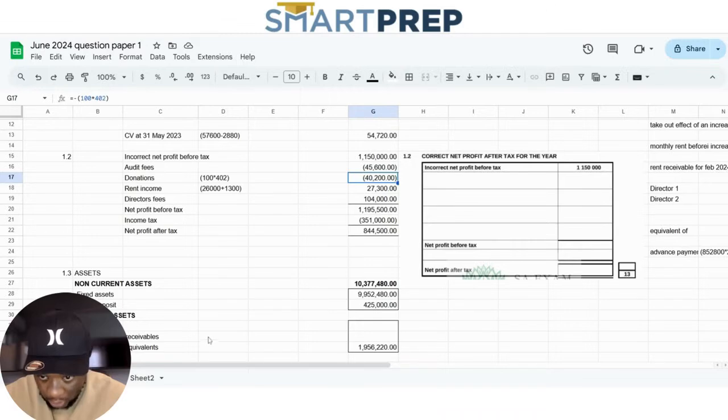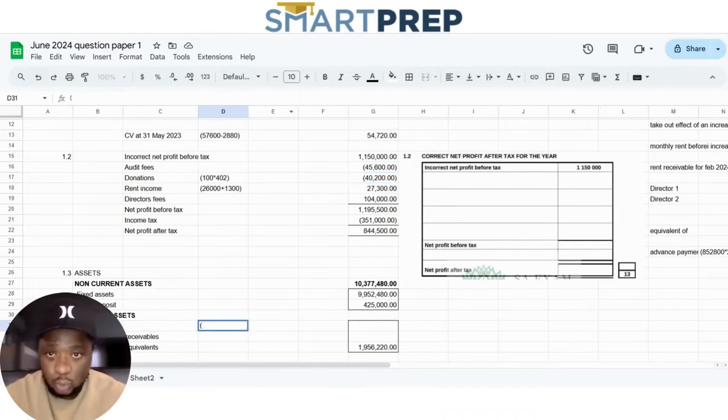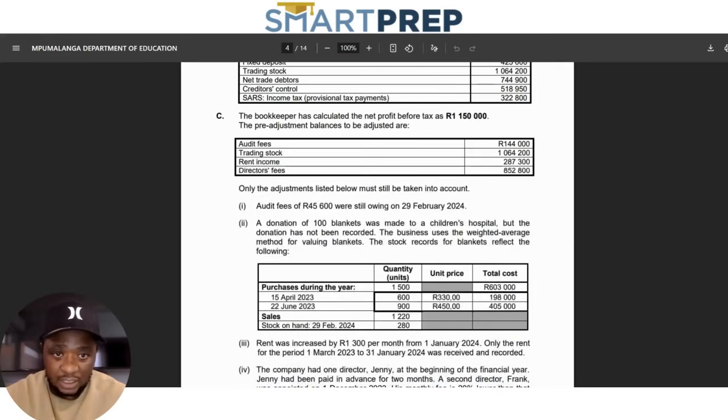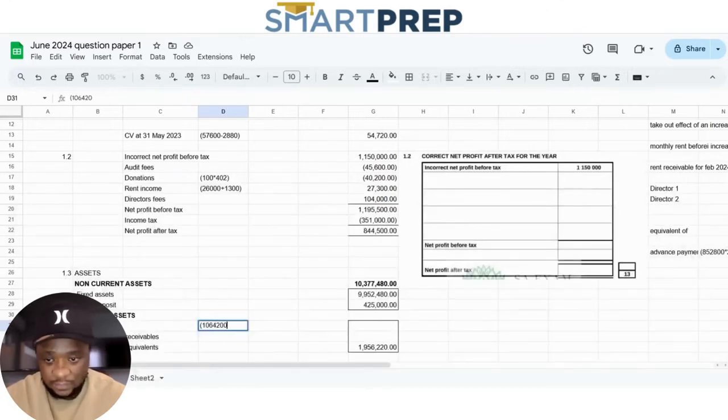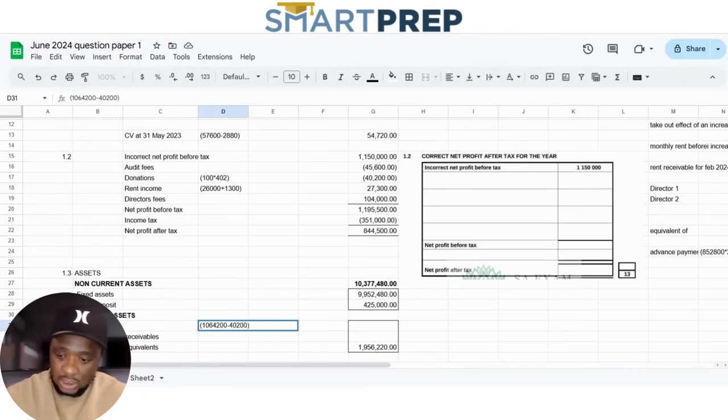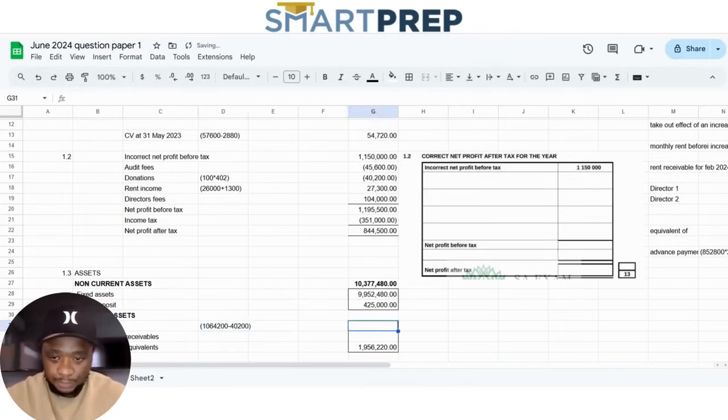So for the inventory, we have an inventory balance that we have been given, which is 1,064,200. Then we want to subtract the donations that were made because they were not yet recorded. When we subtract those donations, that gives us 1,024,000 in respect of inventories.